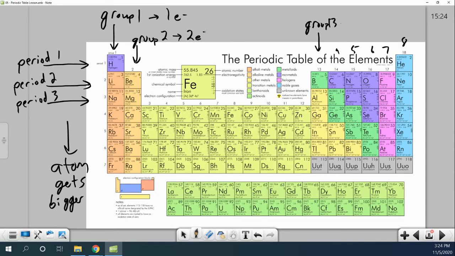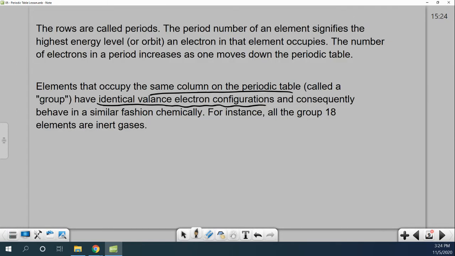Excuse me, group 13, or group 3, is 3 electrons in its outside shell. 4 electrons, 5, 6, 7, and of course 8 electrons in its outside shell. So the group number tells you how many electrons are in the outside shell. And why do we care? Well, the valence electrons tell you how they react. And so if they have the same number of valence electrons, they behave in a similar way chemically. They'll react with the same thing.